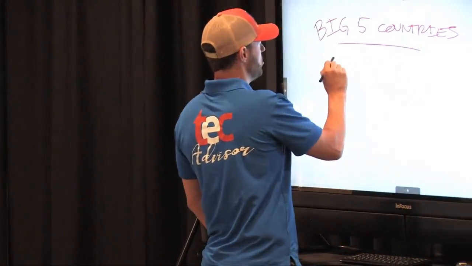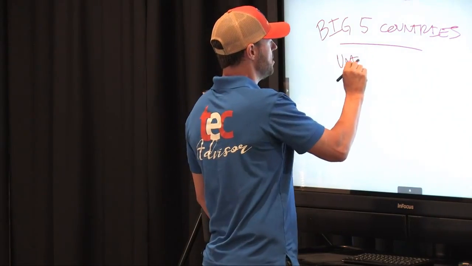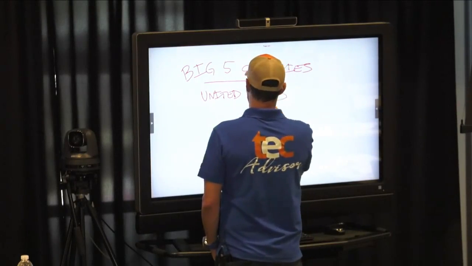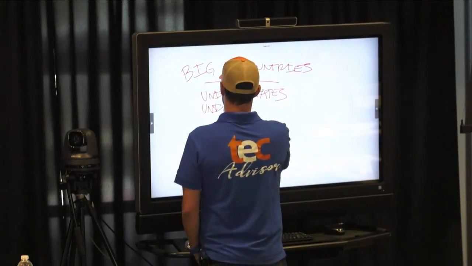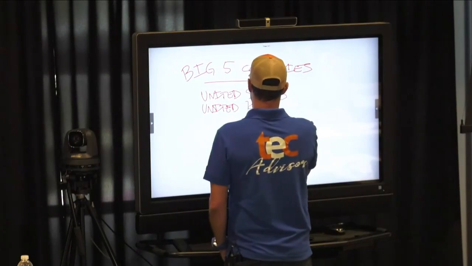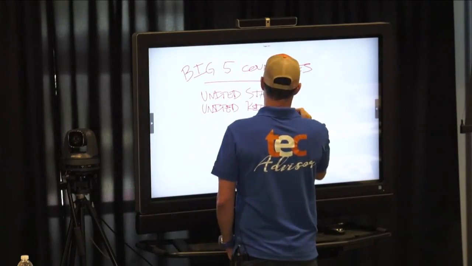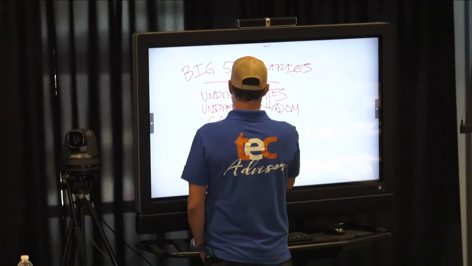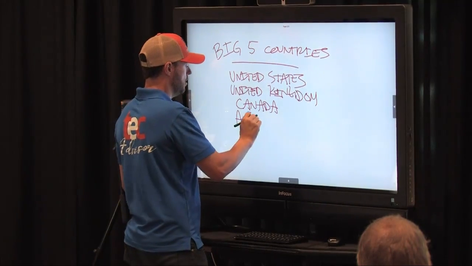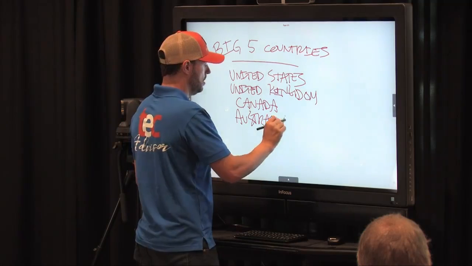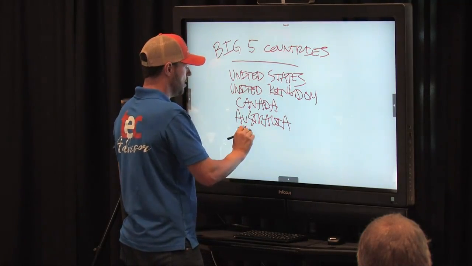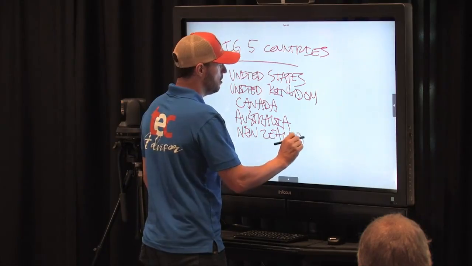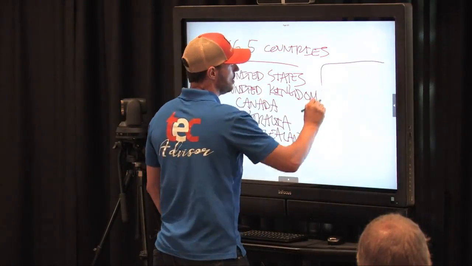So your big five countries are going to be United States. You guys need to know these. So just make sure you write them down. United States, United Kingdom, Canada, Australia, New Zealand. Okay. After you have your big five, you need to know your audience size.